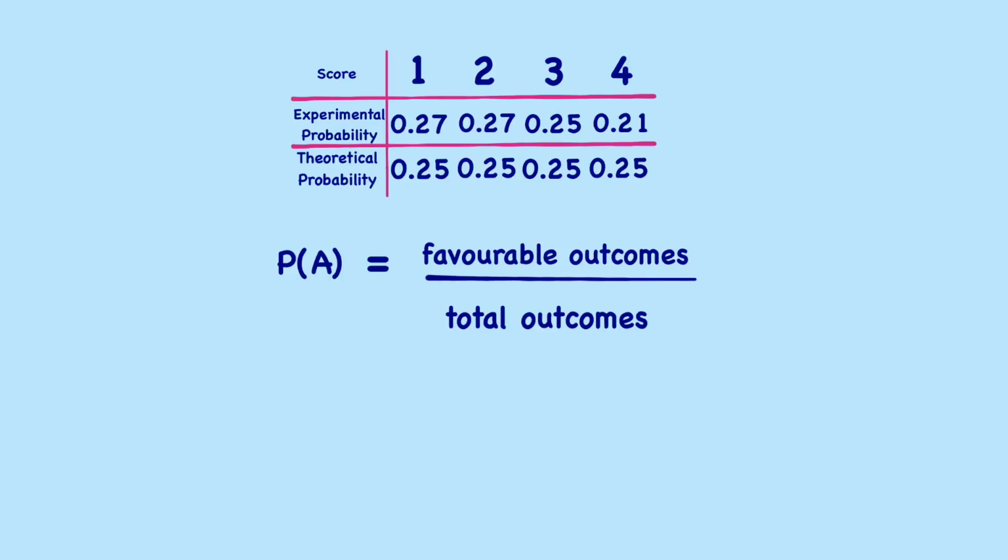Now, as mentioned in a previous clip, the more trials that we undertake, we would expect the experimental and theoretical probabilities to get even closer together. If this does not happen, however, the experiment might be biased. A biased dice, or a biased spinner, means that it's more likely to land on one number than the other, perhaps because it's got weight on one side of it.